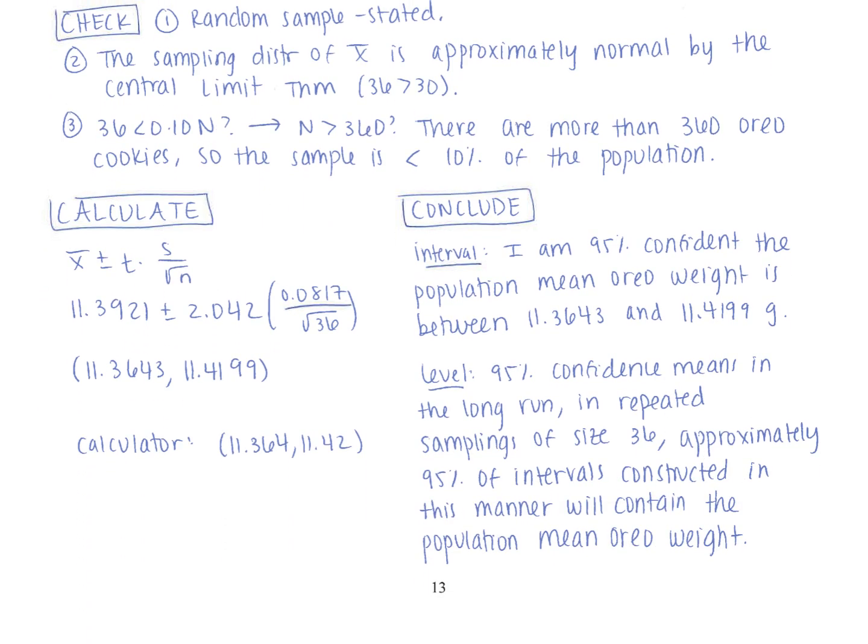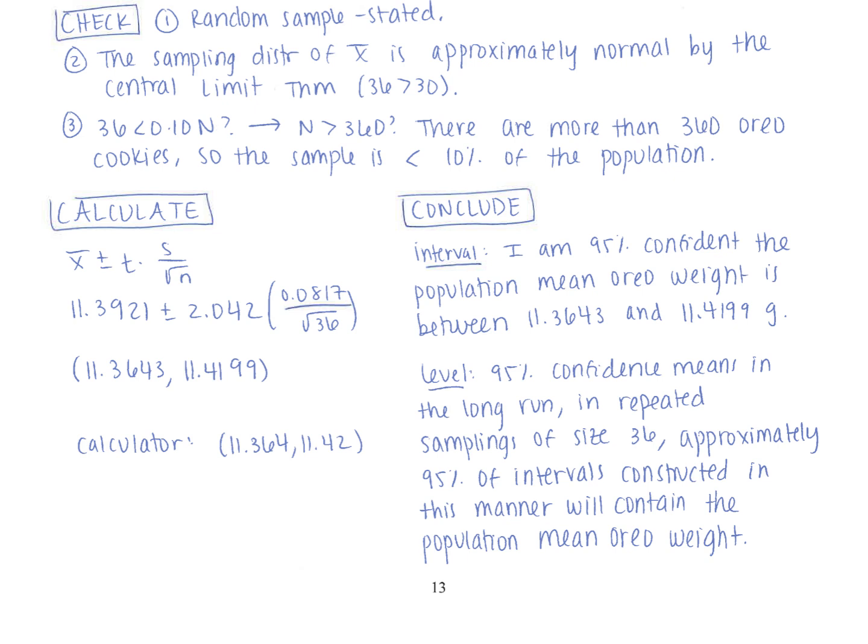Here is the calculation step. When we did it on the calculator, we should have chosen stats, did we? Instead of data? Okay, and notice the intervals are very close. Not exactly the same, but very close. The reason that they're very close, but not exactly the same, is this one uses 30 degrees of freedom, this one uses the actual 35.